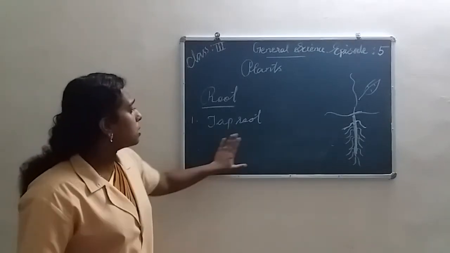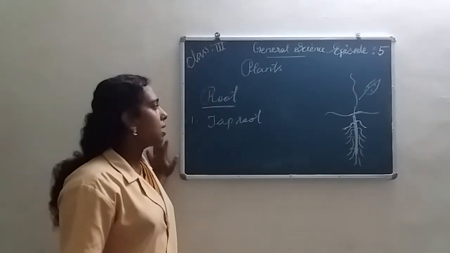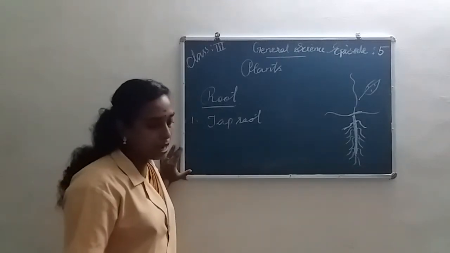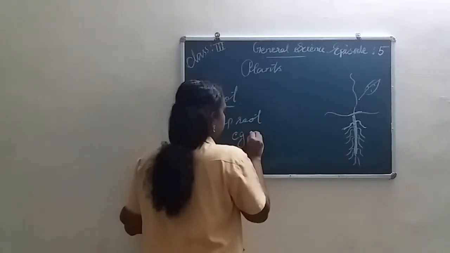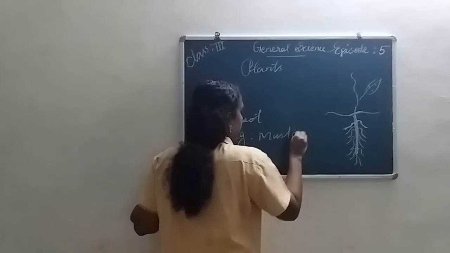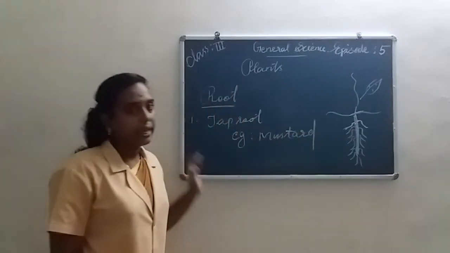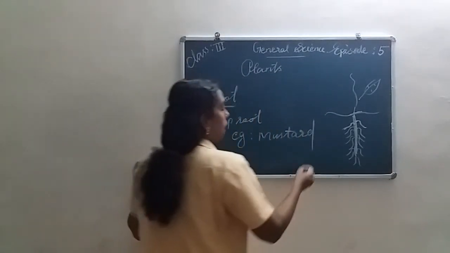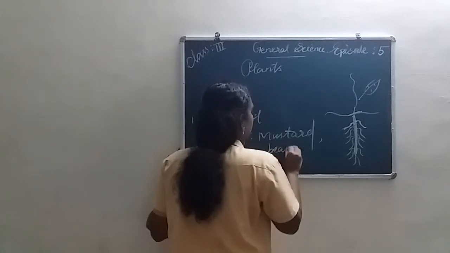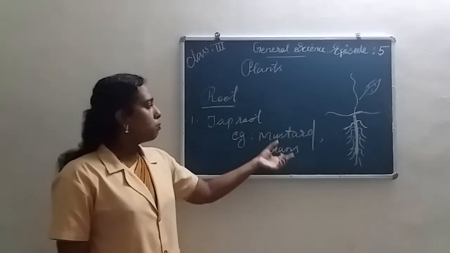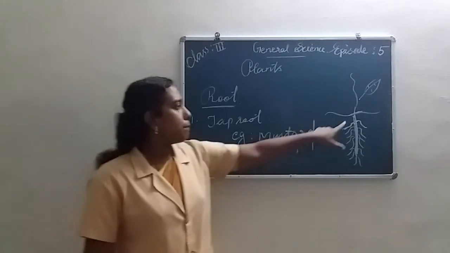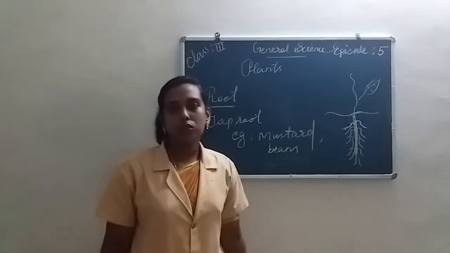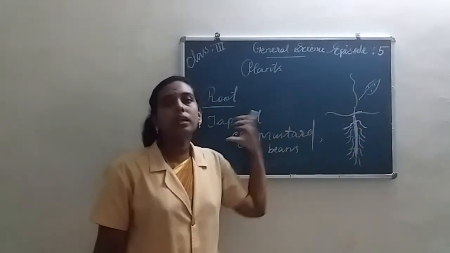Examples of taproot are the mustard plants. Mustard means kadugu. Example: mustard, M-U-S-T-A-R-D. Another example is beans. Beans is also an example of a taproot plant. These two plants are taproot. That means a main root comes from the base of the stem and many small roots come from the main root. These types of roots are called taproot.